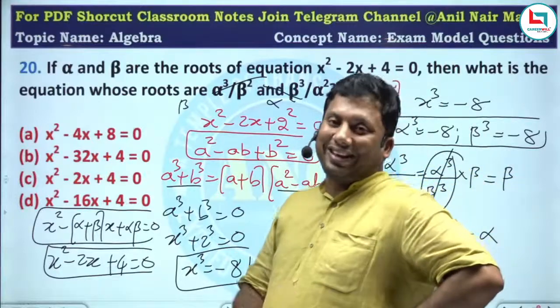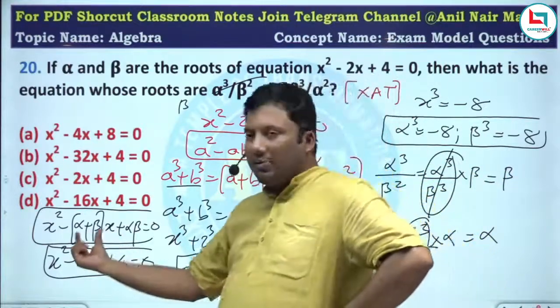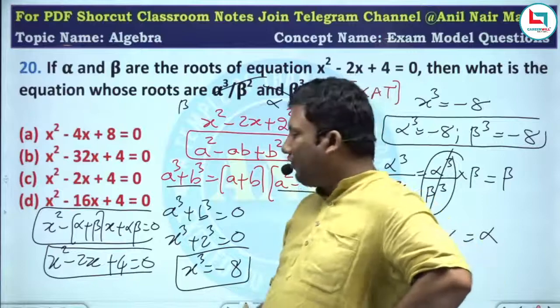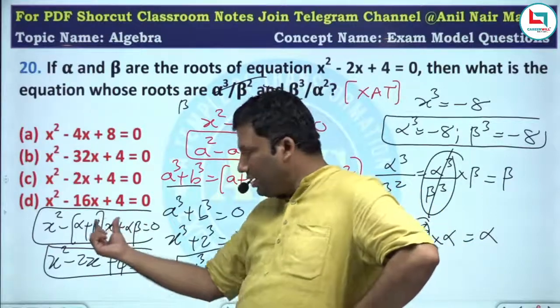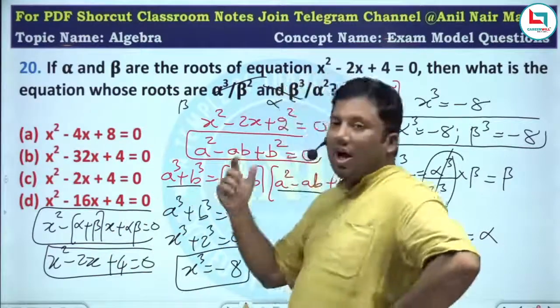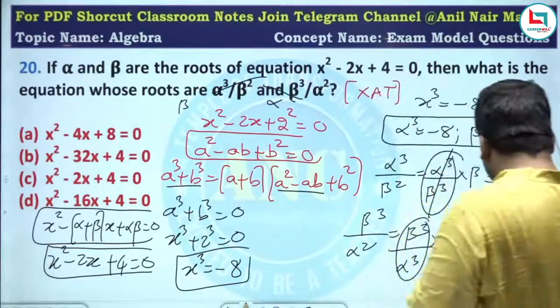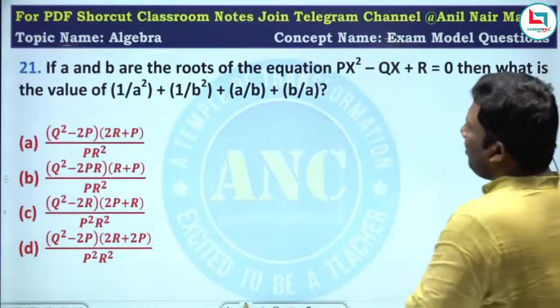What is the quadratic equation whose roots are alpha and beta? x square minus (alpha plus beta) x plus alpha beta. Alpha plus beta is 2, alpha beta is 4. I hope the idea is clear. Next one.